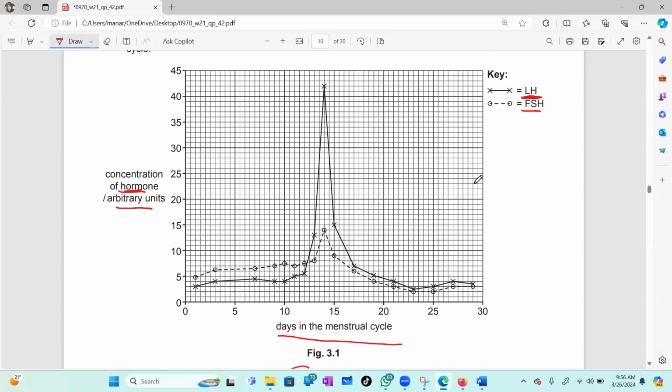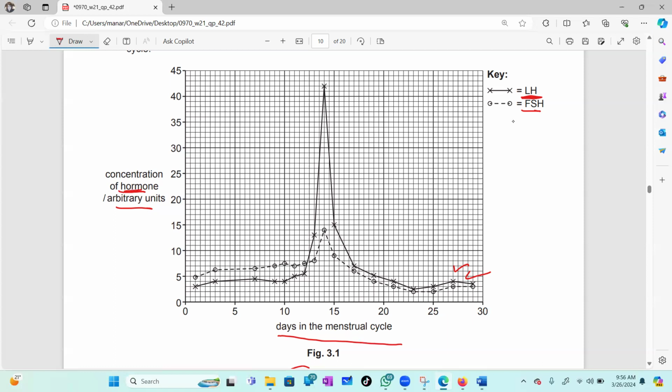What is the relationship you see on the graph between the two hormones, the luteinizing and the follicle stimulating? What did you write on the exam in this question? Mustafa. Someone give me an answer. What's the relationship between both? Both increase in the ovulation. Both increase, yes. They both increase in general together.